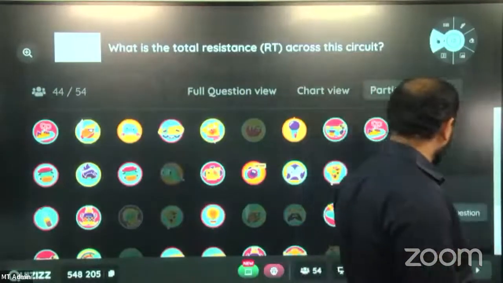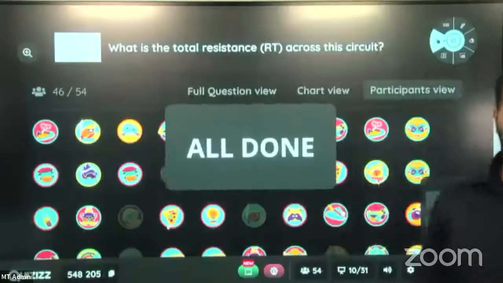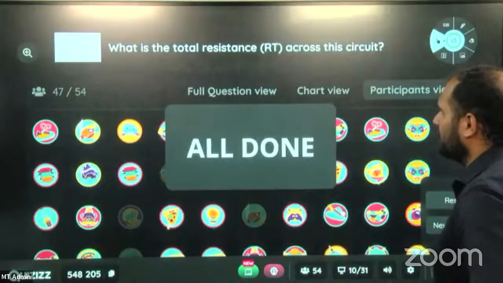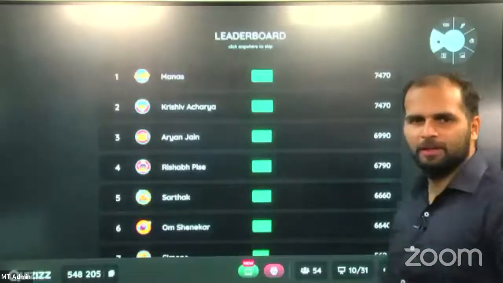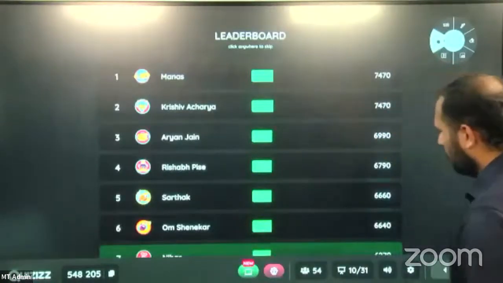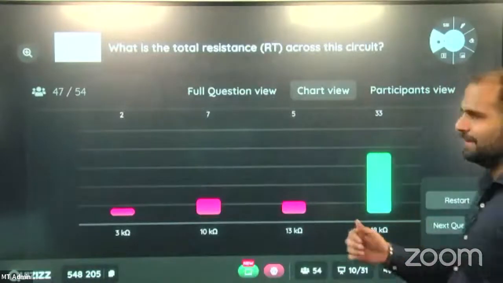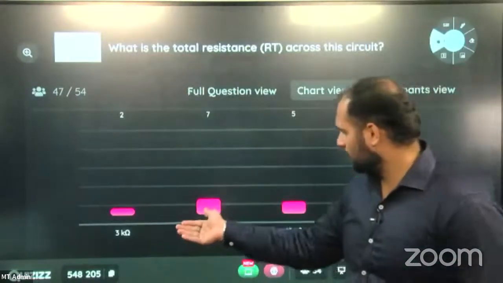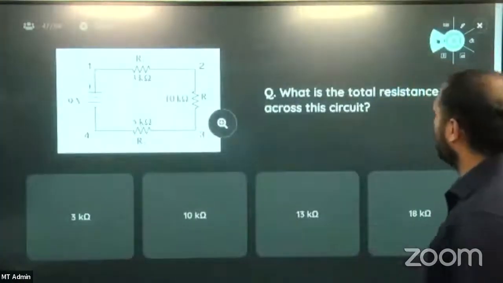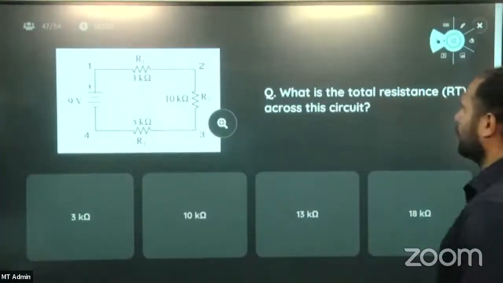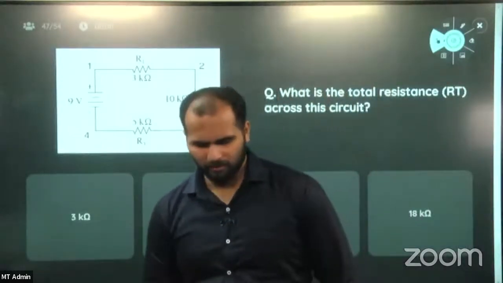So we need to end this part. Let's see now. This was an easy question. I suppose everyone should get a right answer. Okay. Who's going up? Only one child has come. Son, even in such an easy question you got it wrong. Who is this? 3 ohm, 10 and 13. The question was very easy, right? What was the question? What is the total resistance across this circuit?